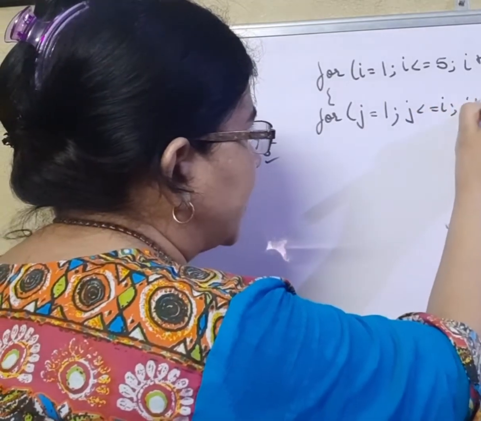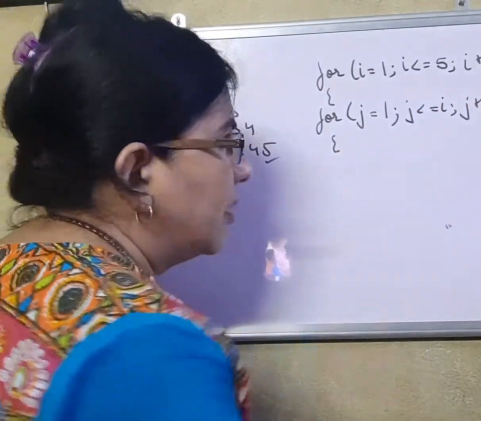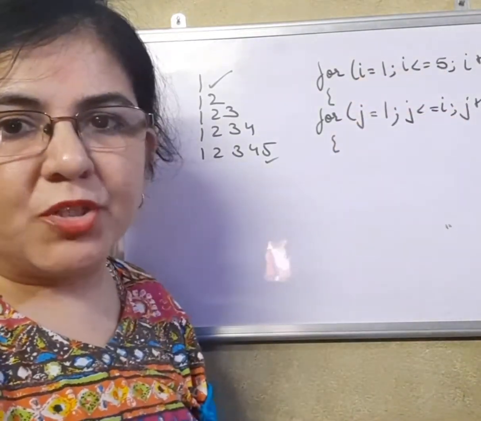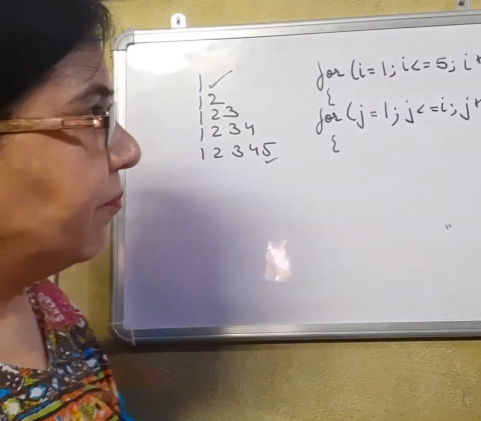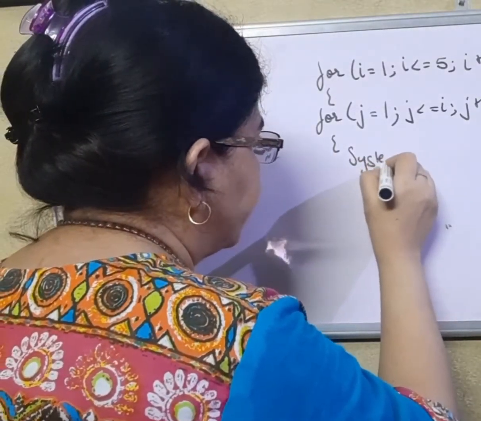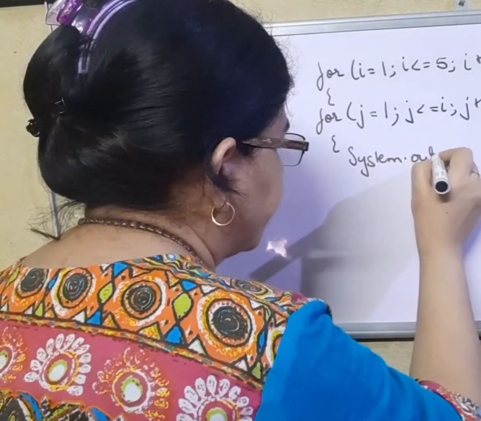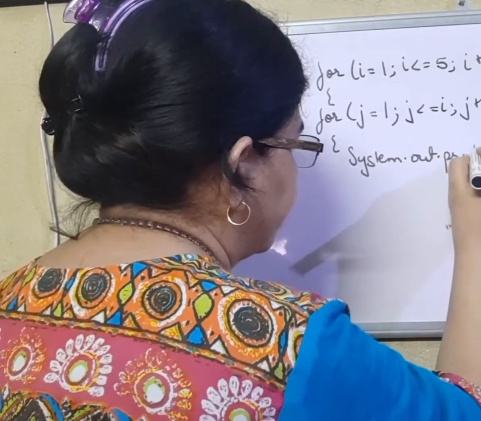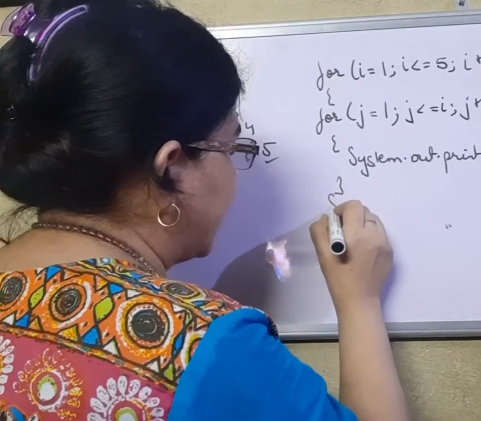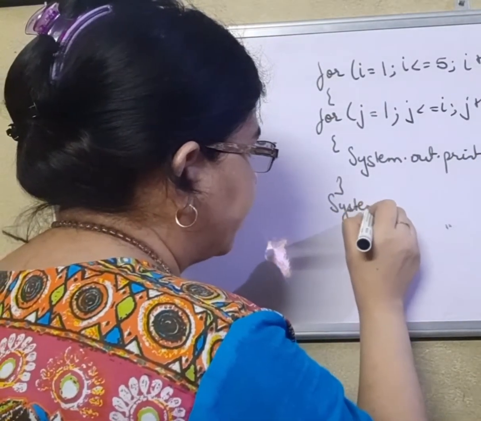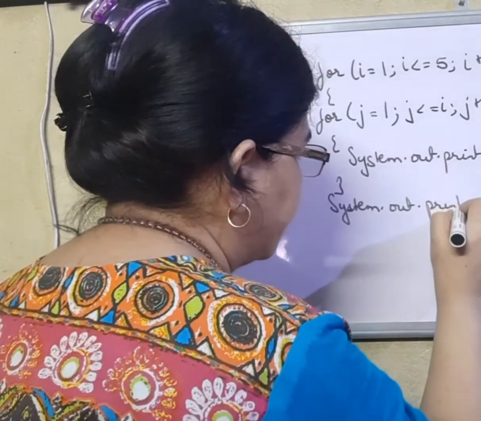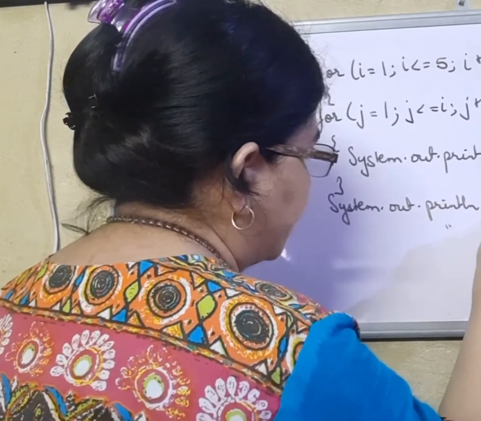Why am I saying less than equal to I? Because I will keep on incrementing till 5, but J will always start with 1. Then System.out.print J. Then System.out.println. Now how does it work?